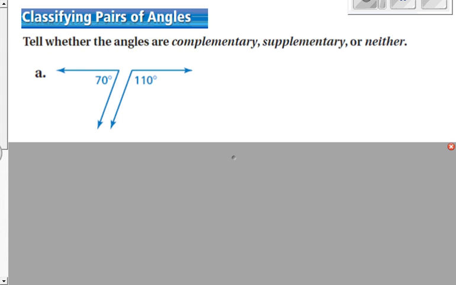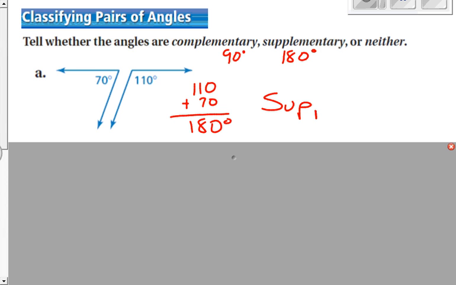So the first example, tell whether the angles are complementary, supplementary, or neither. As you can see, complementary means 90 degrees. Supplementary means 180 degrees. So what do we need to do? We need to add up. 110 plus 70 gives us 180 degrees. So this would be supplementary.